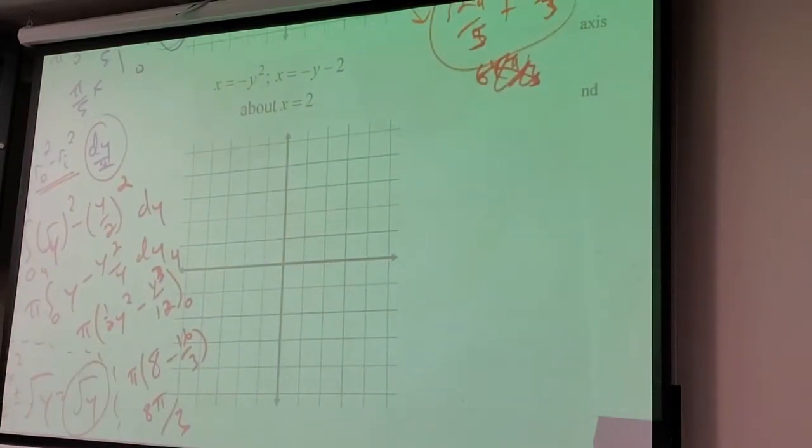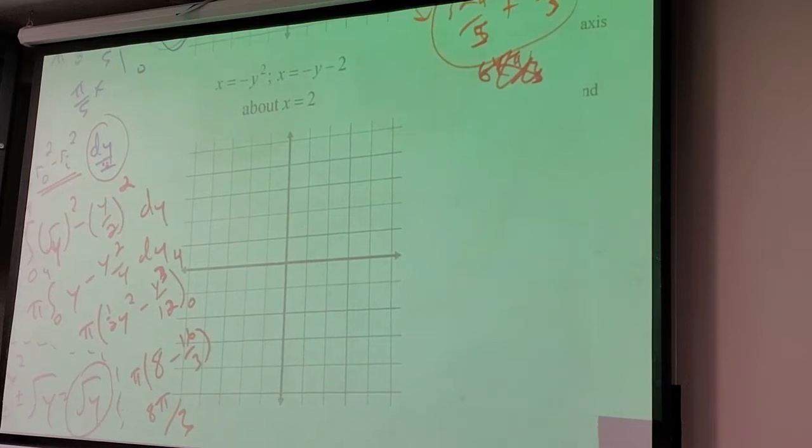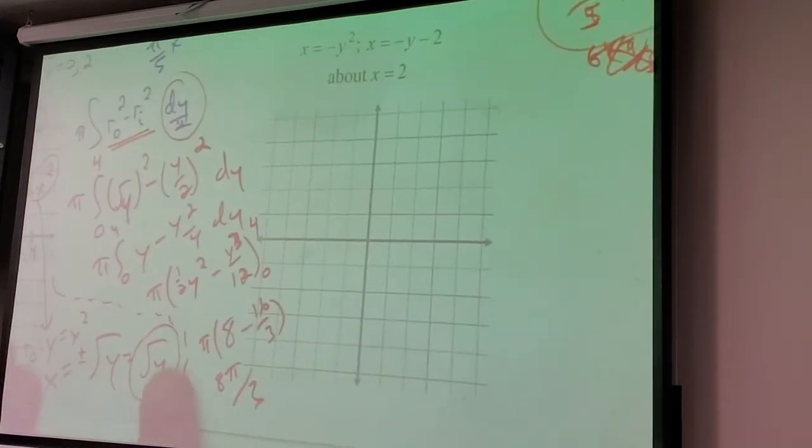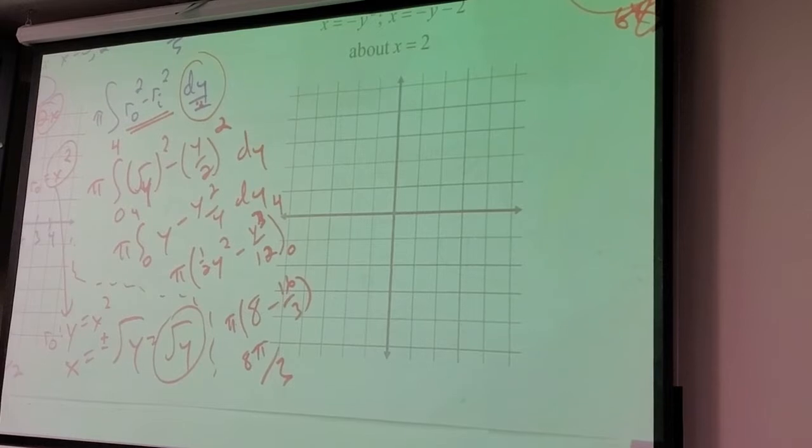Graph that thing. Let me leave this on there in case you're copying that down still.